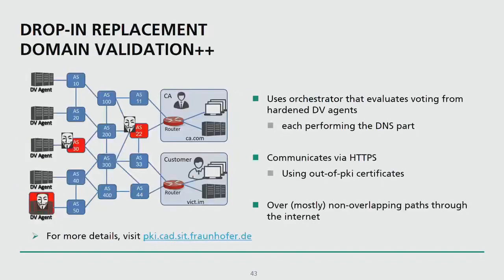Which is why we at Fraunhofer have come up with a drop-in replacement we call Domain Validation ++ or DV++. DV++ uses multiple vantage points or DV agents, which are distributed over the internet and communicate with an orchestrator in the certificate authority. The DV agents all do the DNS part of domain validation and communicate via HTTPS with the orchestrator, who does the voting on those DNS responses.